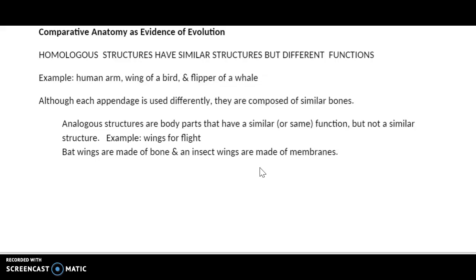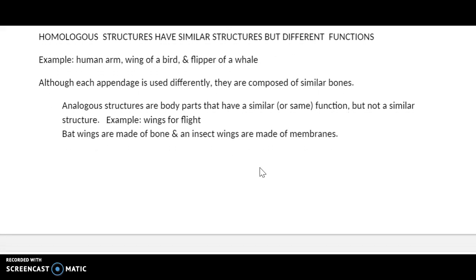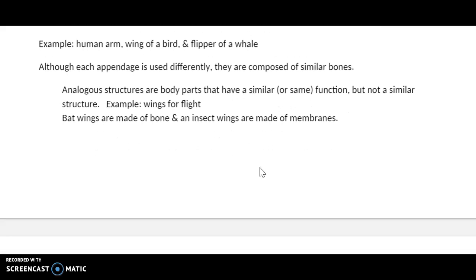Analogous structures are body parts that have similar or the same function, but not a similar structure, such as wings for flight. Bat wings are made of bones, and bird wings are also made of bones, but they have feathers on them. Bat wings have skin on them. And then we have insect wings that don't have bones at all. They just have thin little membranes. So they're used for the same thing, but their structures are different, and that is called analogous.